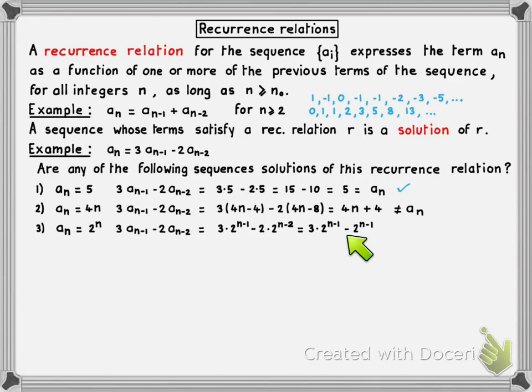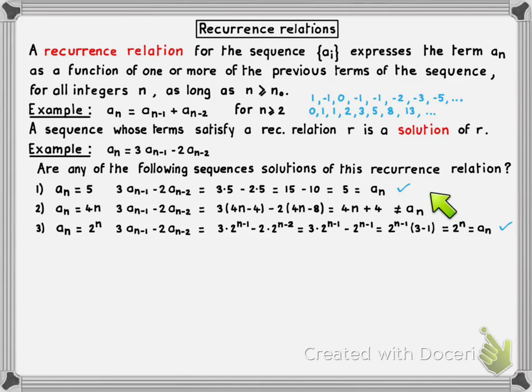And then we can factor out the 2 to the power n minus 1, and we're going to be left with 3 minus 1, or 2. So we have 2 to the power n minus 1 times 2, and that's equal to 2 to the power n, which, by the way, is equal to a sub n. So we just proved that for an arbitrary n, this expression here is equal to a sub n, and therefore this sequence is a solution of this recurrence relation.